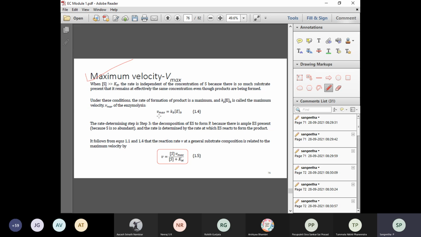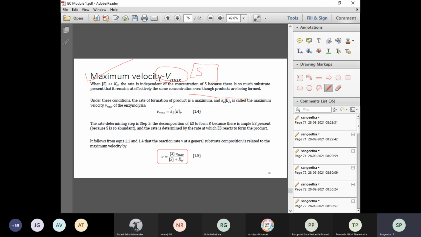So how do you represent the maximum velocity Vmax? When the substrate concentration is higher than the Michaelis constant, the rate is independent of the concentration of S. There is not much change, because there is so much substrate present that it remains effectively the same concentration even though products are being formed. Under these conditions, the rate of formation of the product Kb is a maximum, and hence you can write it as Kb into E naught.